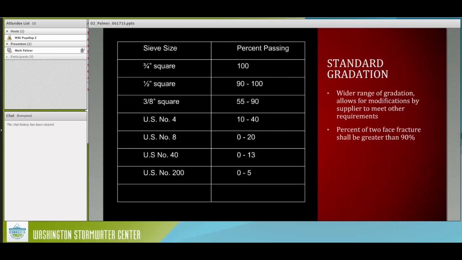Standard gradation is in the standard spec that has been approved. It does allow for modifications because we used the combination of two other specs that were available out there. It gives a little wider range, still gives you the permeability you need, but gives you enough structure as well. The two-phase fracture requirement is another thing to allow more interlocking of the aggregate to allow it to support more weight and resist rutting.